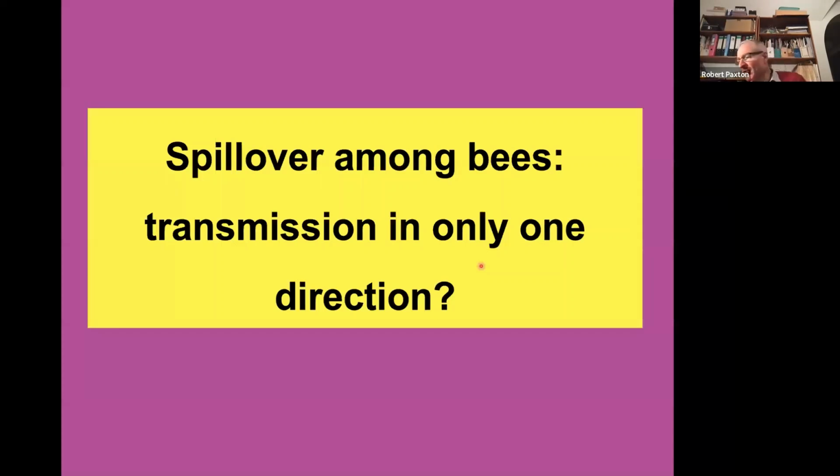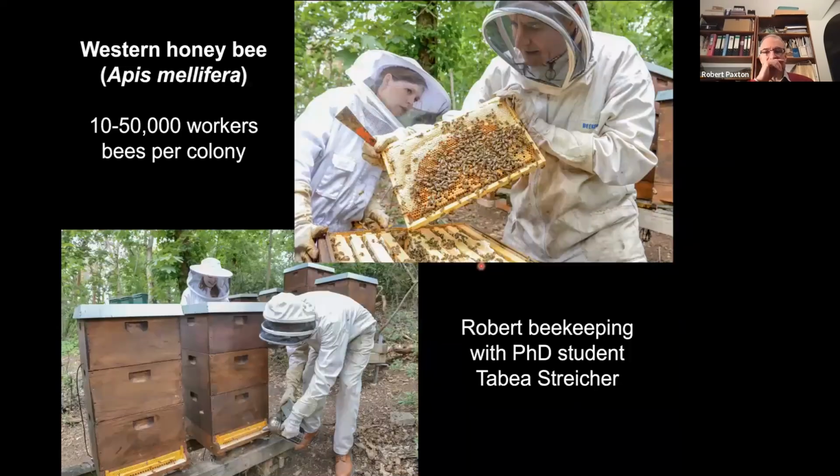Now, is transmission only in one direction? Well, we've undertaken some experiments to try and test that. It's difficult to do these sorts of experiments in the field, but we have done experiments in the laboratory to test for pathogen spillover, using deformed wing virus. We've taken honeybees, and here's me with a PhD student, Tabea. I'll mention her again in a minute.